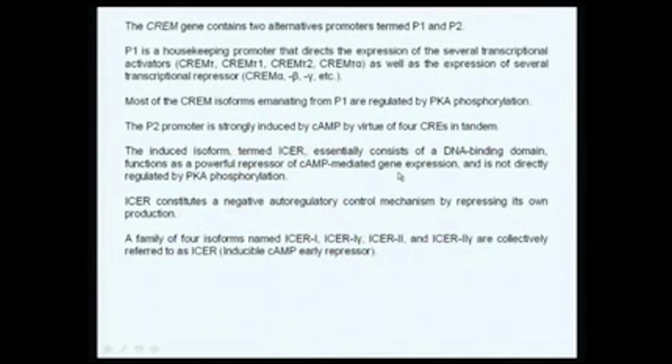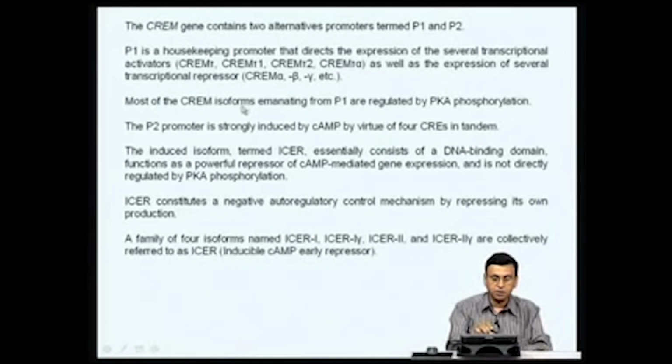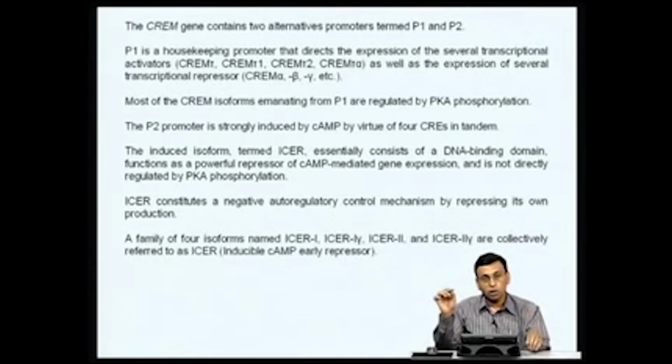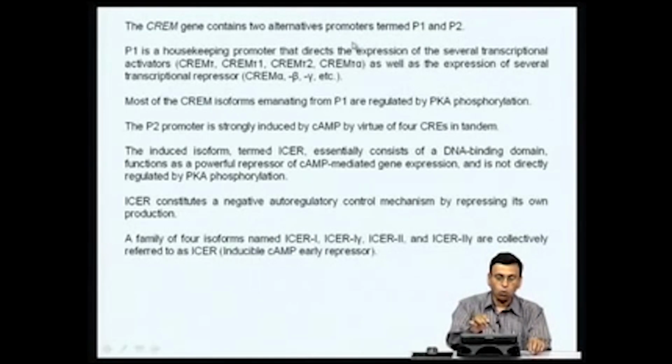Now CREM actually is transcribed from two different promoters called P1 and P2. P1 is a housekeeping promoter that directs the expression of several transcription activators belonging to the CREM family, namely CREM-tau, CREM-tau1, CREM-tau2 and CREM-tau alpha, as well as the expression of several transcription repressors like CREM alpha, CREM beta and CREM gamma. I will not go into details of what each one of them does. There are certain reviews which I have listed at the end of this lecture, and one can look up these reviews and try to understand what exactly are the functions of these different variants of CREM.